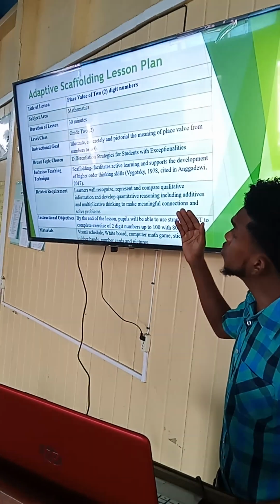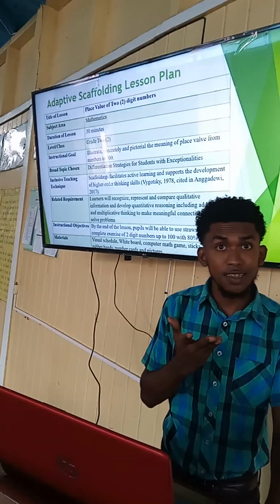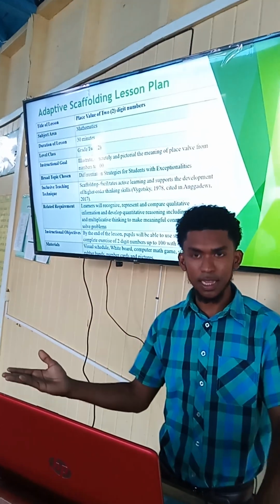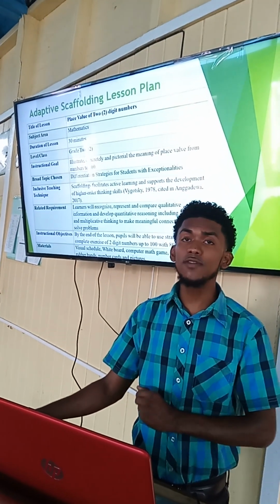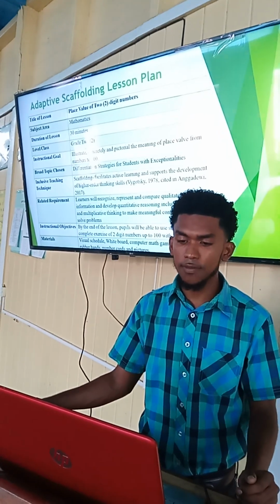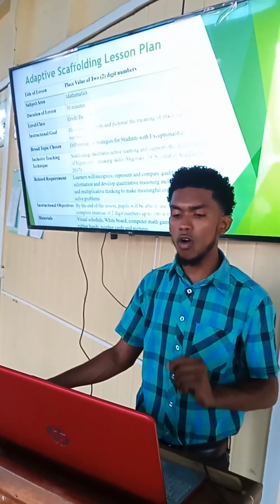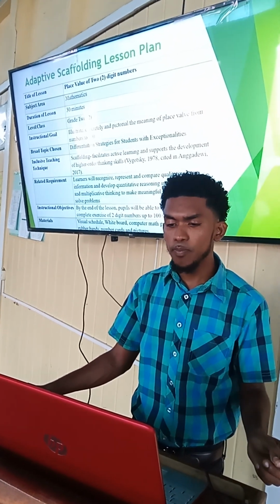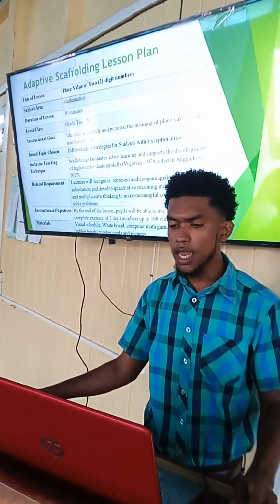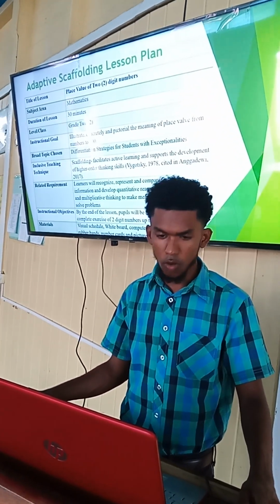Further, I went on to the subject area. Because it's dyscalculia, it would definitely be a mathematics subject. The duration of the lesson is 30 minutes as per the timetable. The class or level is grade 2. The instructional goal is to illustrate concretely and pictorially the meaning of place value from numbers 1 to 100.